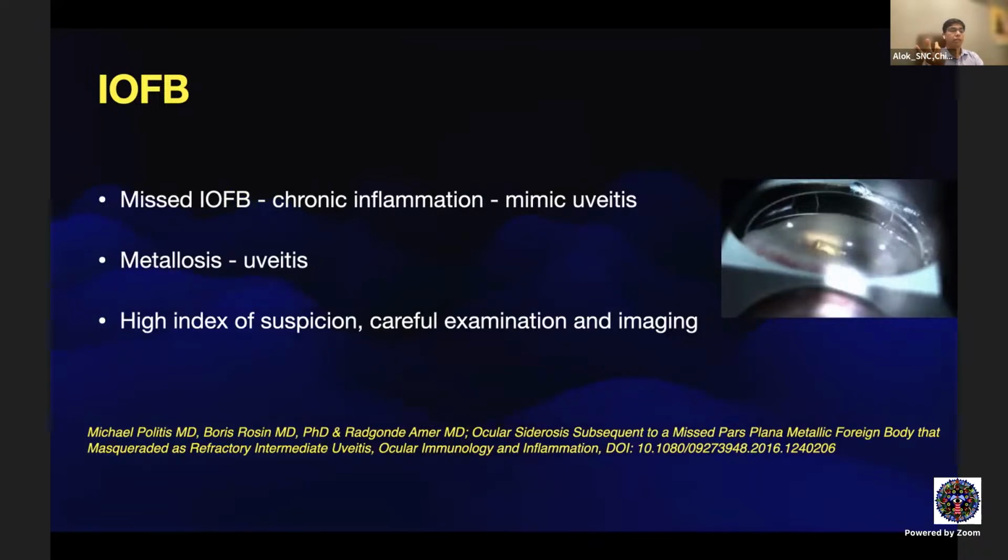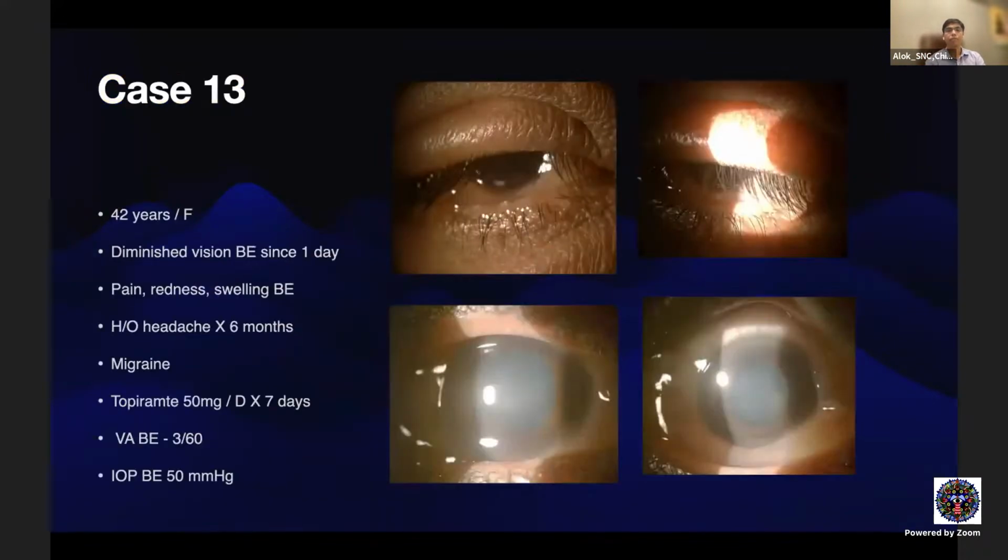Even metallosis, siderosis, as in our case, can mimic uveitis, and you should have a very high index of suspicion in these cases. And sometimes you would be surprised to find an intraocular foreign body in the angle, or sometimes even just behind the iris, or at the level of the ciliary body. So you have to have a very high index of suspicion in these cases to diagnose intraocular foreign bodies, especially if they are presenting with chronic inflammation.